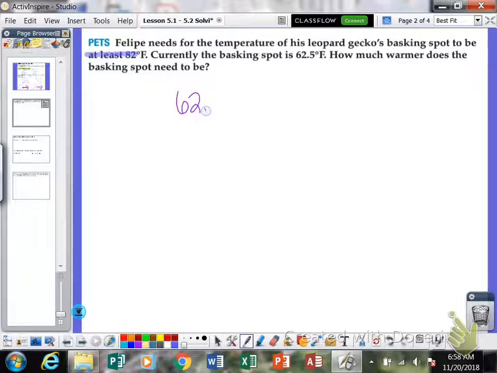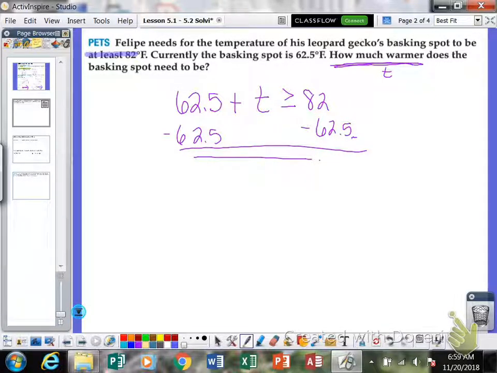So 62.5 degrees plus his new temperature, because we have to figure out how much warmer, that's T. So how much warmer is T to be greater than or equal to 82, because it needs to be at least. So there, we've set up our inequality, and then we solve. So we're going to subtract 62.5, subtract 62.5, and we are going to get T is greater than or equal to 19.5.